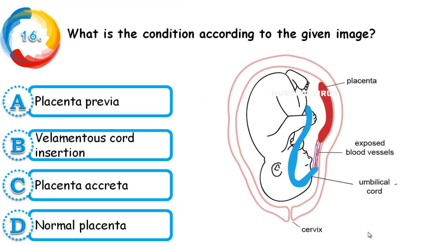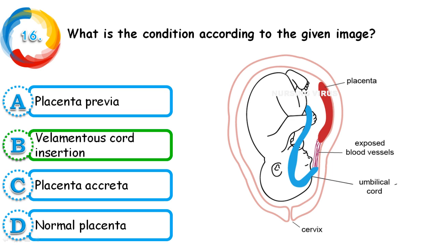Let's go with today's discussion. Question number 16. What is the condition according to the given image? The options are placenta previa, velamentous cord insertion, placenta accreta, and normal placenta. The correct option is velamentous cord insertion.